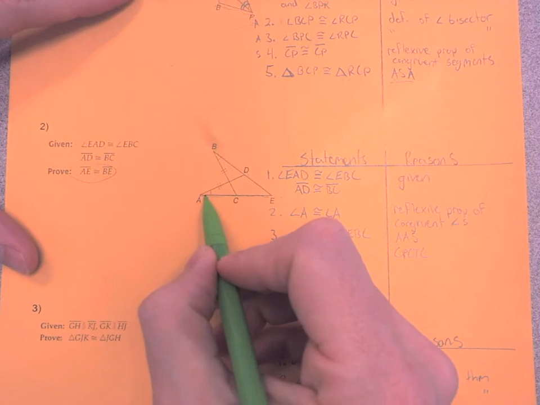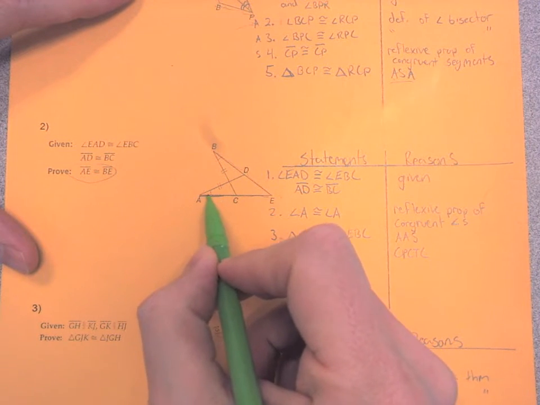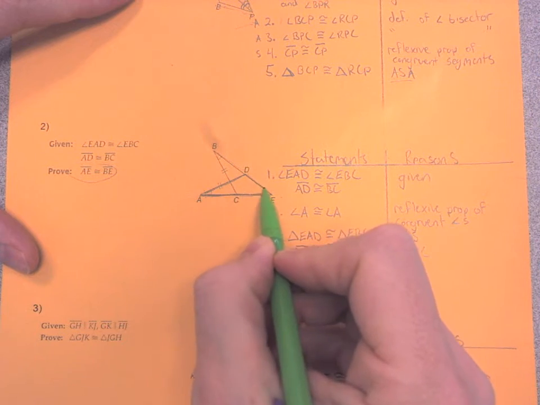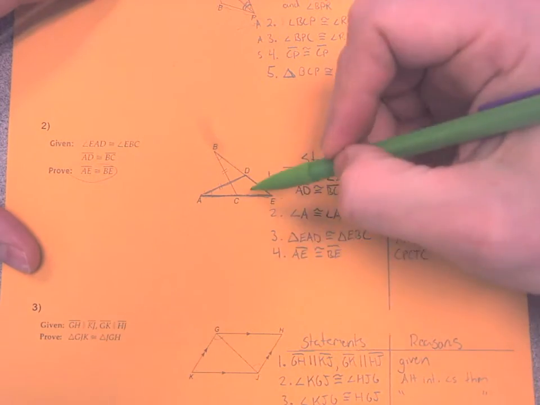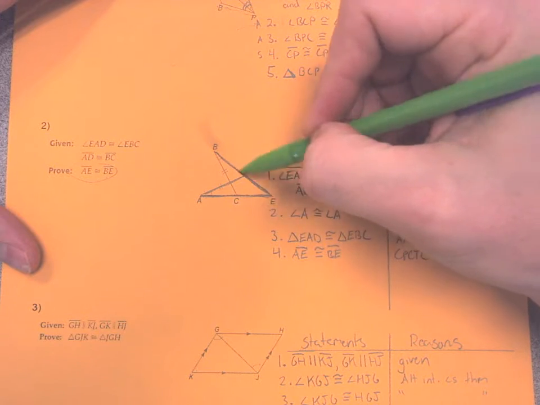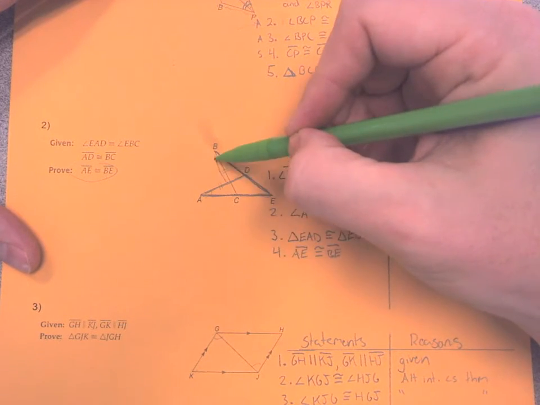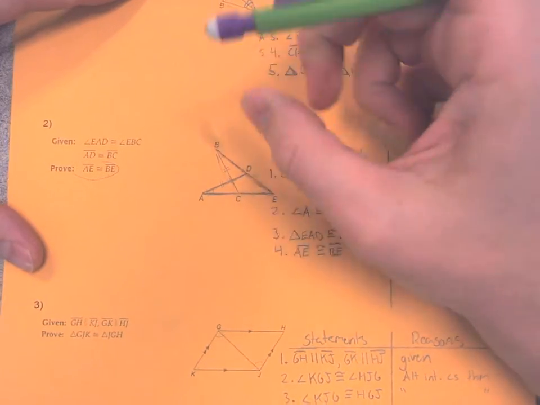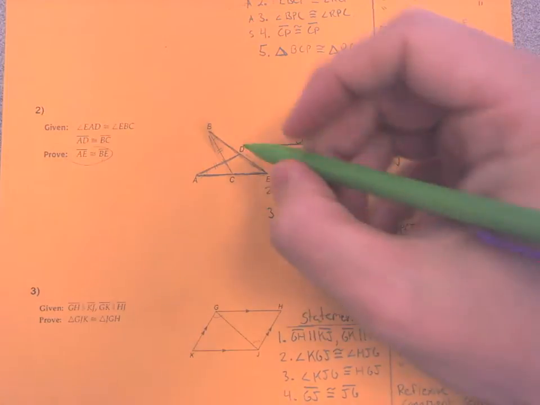Well, if you think about it, AE is a side of this triangle, and BE, right there, is a part of this other triangle, right? So those are the two triangles that we're referring to. Let me grab a pen here so I can do the triangles in a different color.